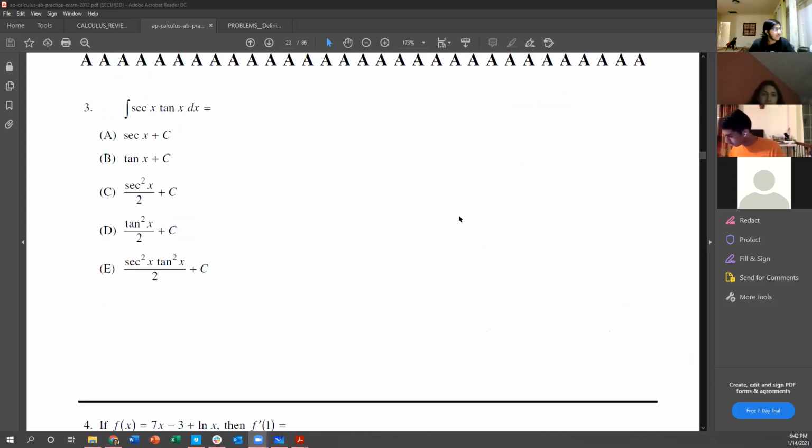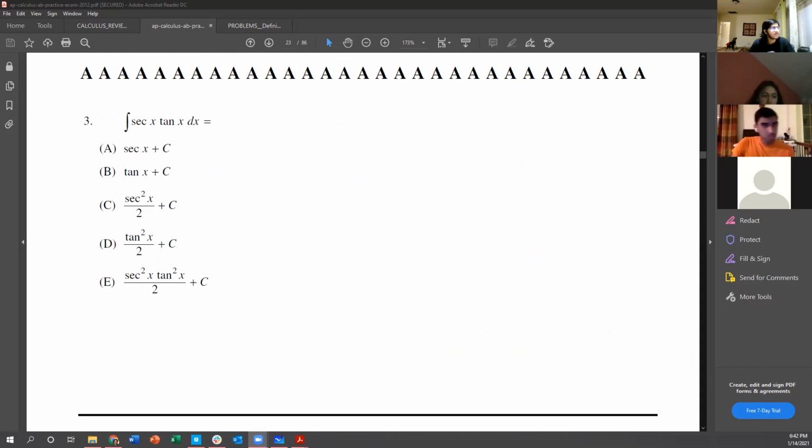Okay, all right. Next question. Integral of sec x tan x. This is an elementary integral. You can do this right off the bat. Which is this? Should be A, right? Yeah, because the derivative of sec x is sec x tan x. Okay, A, good.